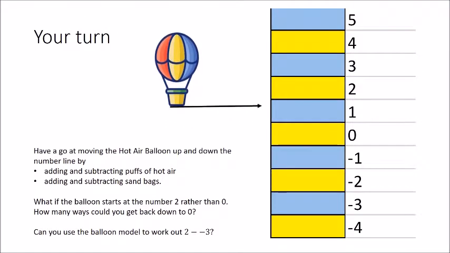Now it's your turn. Have a go at moving the balloon up and down the number line by adding and subtracting puffs of hot air or adding and subtracting sandbags. What if the balloon starts at 2 rather than 0? How many ways could we go back down to 0? And finally, can you use the balloon model to work out 2 subtract -3?